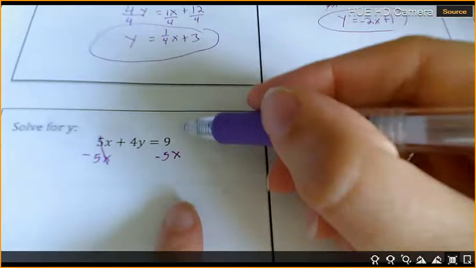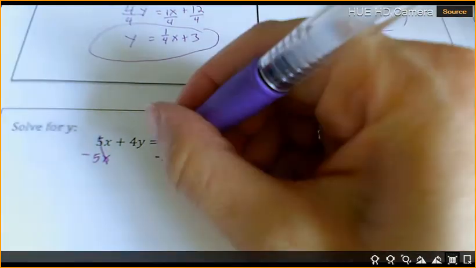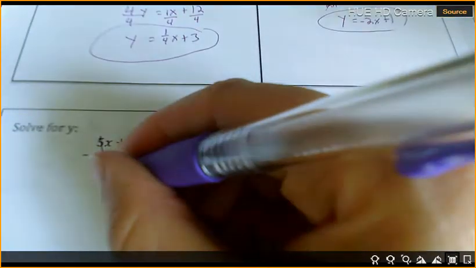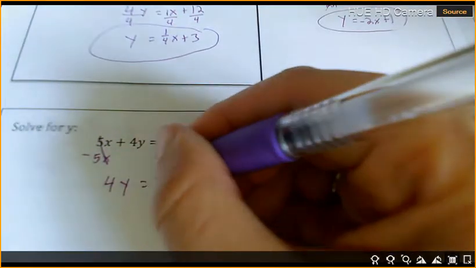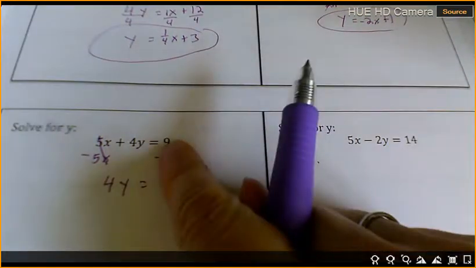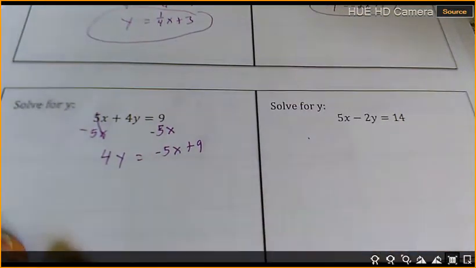Okay, are 9 and negative 5x like terms? No, so we cannot put them together. So we have 4y equals negative 5x plus 9. Remember, I'm putting a plus 9 because there's no negative in front of that 9. Now what do I do?